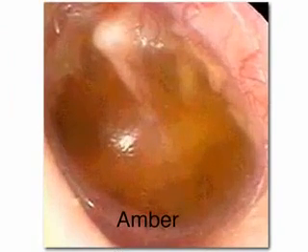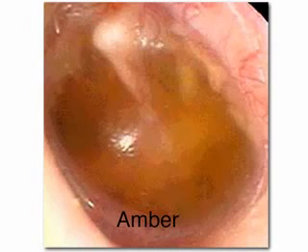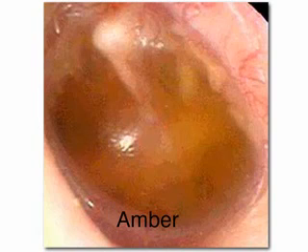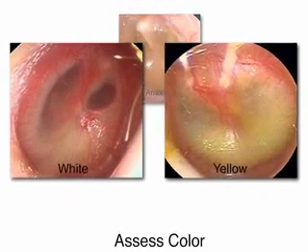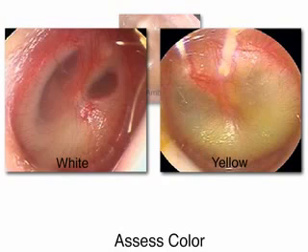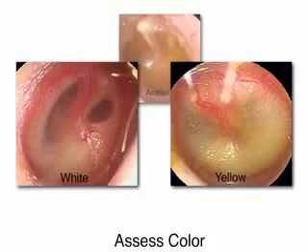Assess the color of the tympanic membrane. Although color alone is not diagnostic, an amber color usually indicates the presence of otitis media with effusion. White or yellow discoloration may be seen in both acute otitis media and otitis media with effusion.